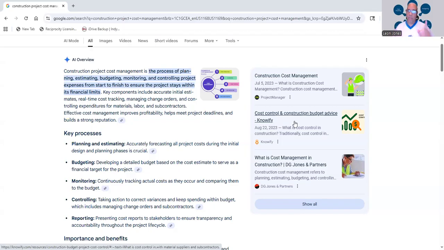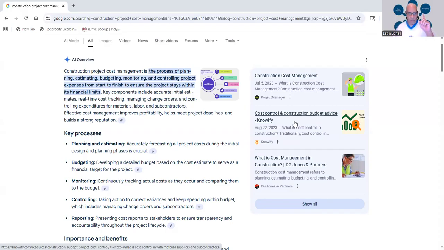Now, the first one, materials, is a cost, but labor is one of the highest expenses for a contract. And then when you are a general contractor, you have more labor to pay out because you have to pay your subcontractors. So basically, when we deal with project cost management, and you want to make it effective, because effective cost management improves profitability, and it also helps meet project deadlines, and it builds a strong reputation. Now, to understand project cost management, you need to know the key processes.